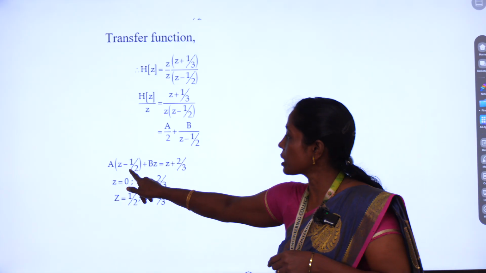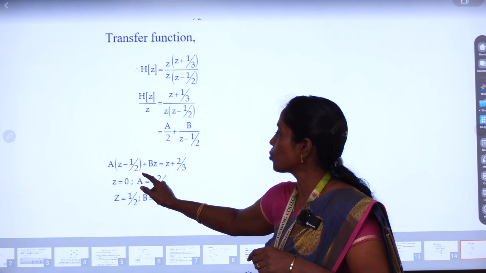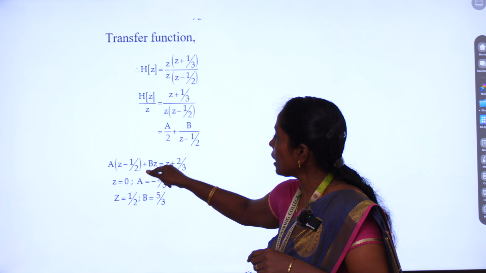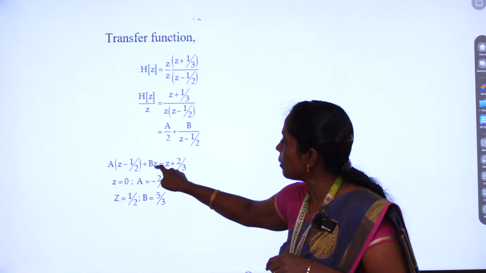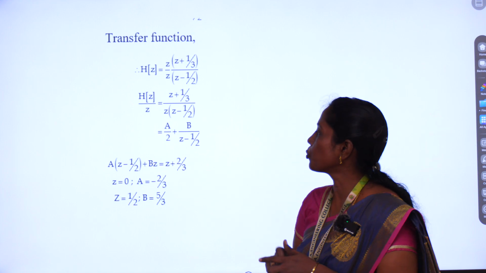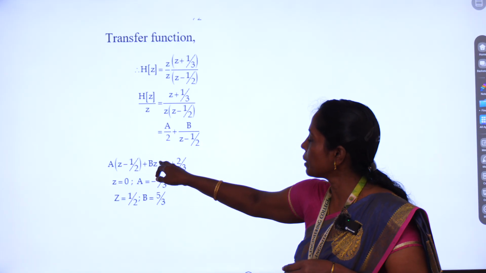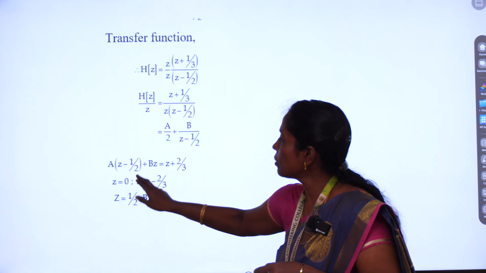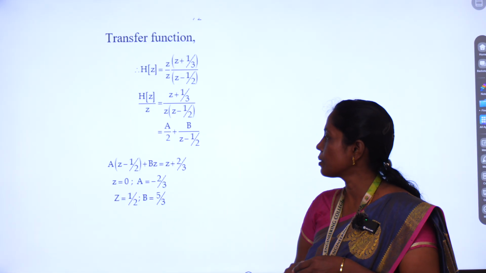So if you substitute z as 0, this equation becomes A into 1 minus 2 plus B into 0, because we are substituting z as 0, right? So this term becomes 0 and which is equal to 0 plus 2 by 3. So now the B term becomes 0 so that we can get the value of A. So what is the value of A? A is minus 2 by 3.